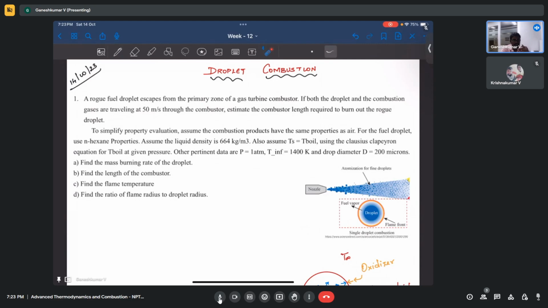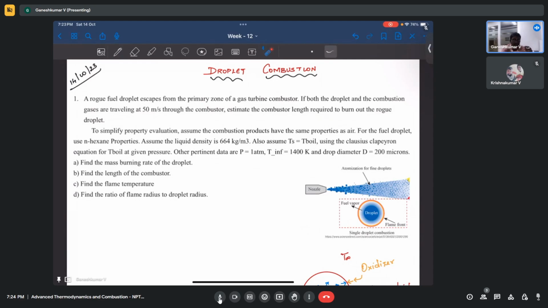Now, what they are asking us to do is, if this droplet and the gases surrounding it enter the secondary zone of the combustor at 50 meters per second, estimate the combustor length required to burn out this rogue droplet. We want all the droplets to be burned, right? Let's say in a gas turbine, if you don't do that, what happens?